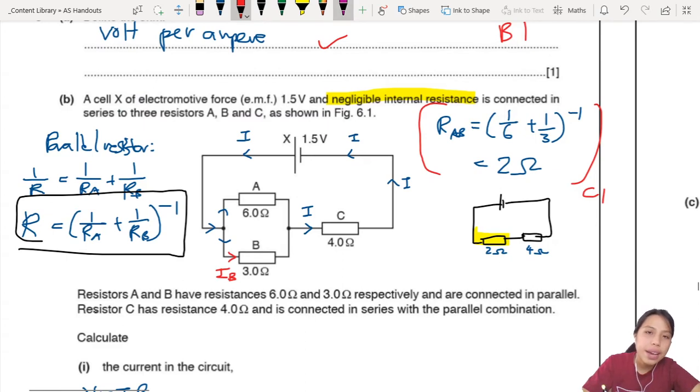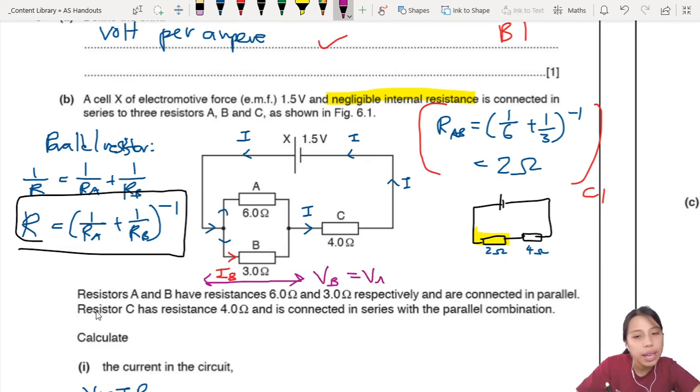If I can find what is the potential drop across this part, I can find what's my current. By potential drop, I mean from here to here, there is a potential drop VB, which is also the same as VA, by the way. Can I find what that VB is? How would I do that?